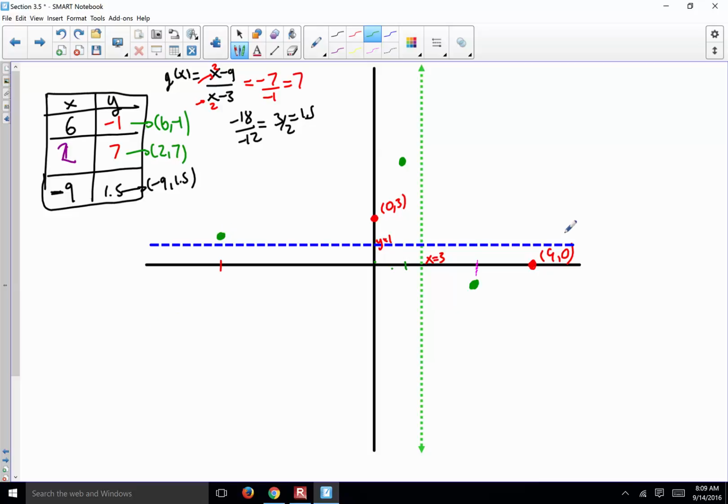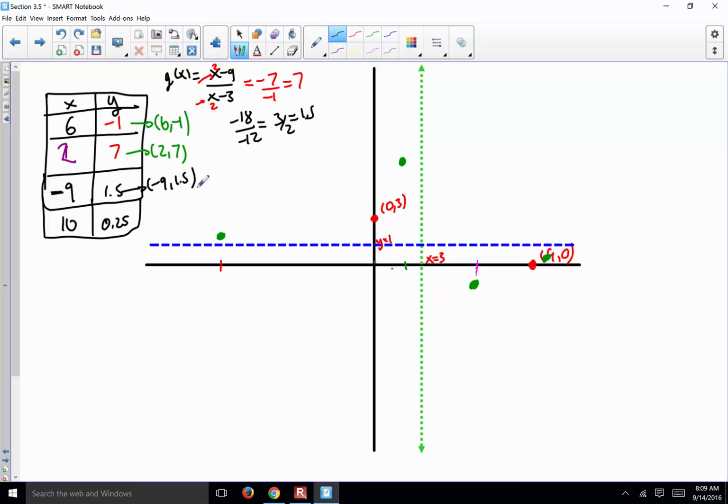Okay, and I'm going to pick something further than this point. Let's go with 12 or 10. Why don't we go with 10? 10 minus 9 over 10 minus 7 is 1 over 4. That's 0.25. So 10, 0.25 is here.